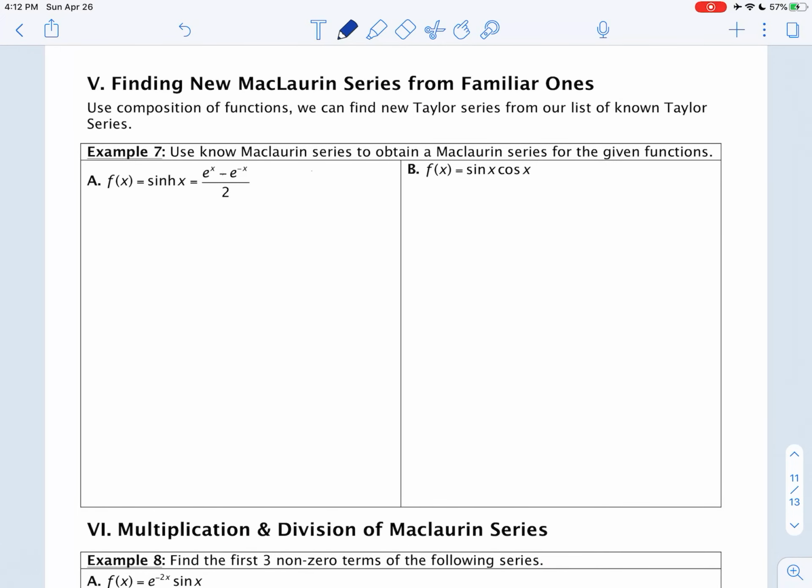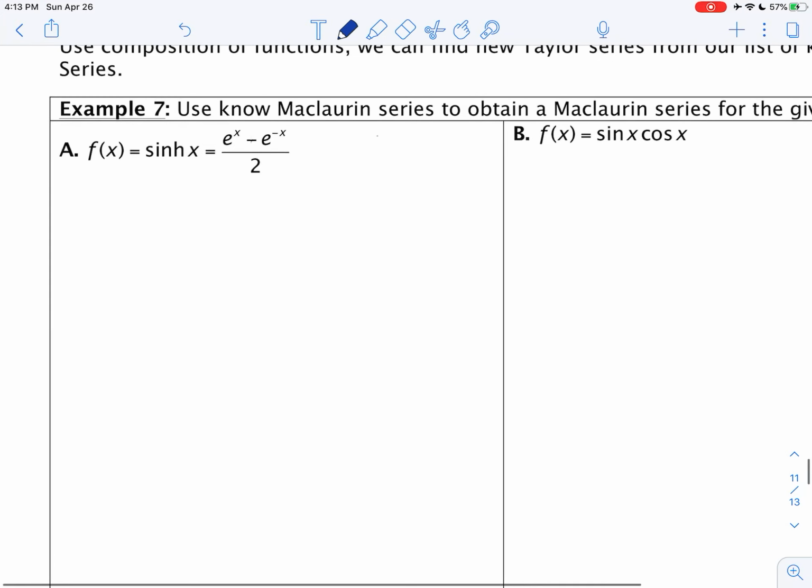All right, so let's move forward and come down here to play around. So here I've got: use known Maclaurin series to obtain a Maclaurin series for the given function. So let's take a look at this hyperbolic sine. I'm just going to rewrite this using my algebraic manipulations. That's the same as saying that's 1/2 times e to the x minus e to the minus x.